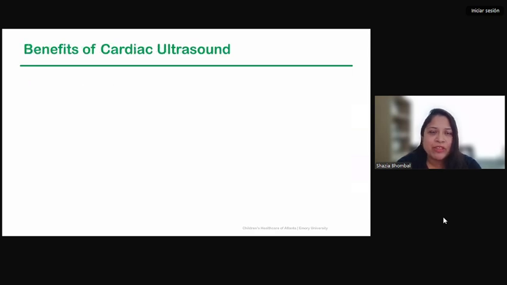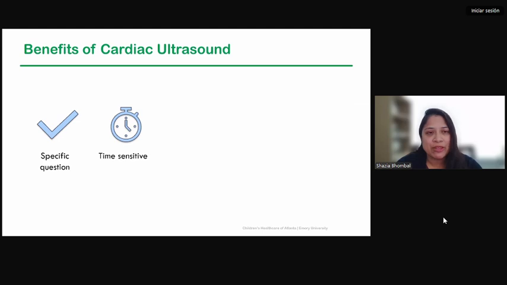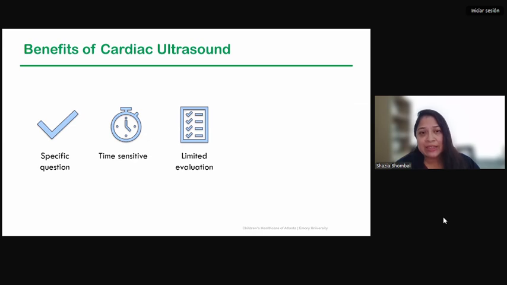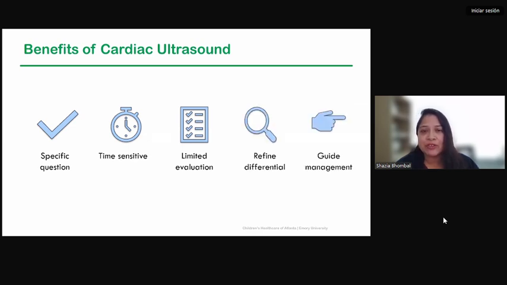But really, the benefit of cardiac ultrasound is that you have a specific question that you're trying to ask. It is time sensitive. You're at the bedside trying to understand why a baby is decompensating. Is there a pericardial effusion leading to cardiac tamponade that's affecting your physiology? It's a limited evaluation. It helps to refine your differential and does help you to guide management.